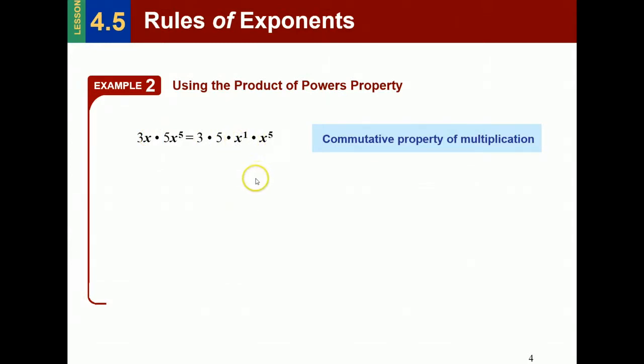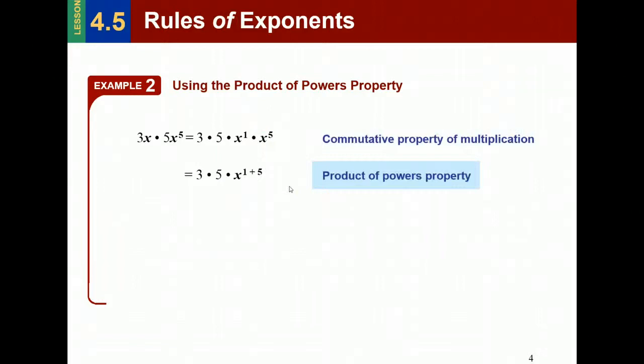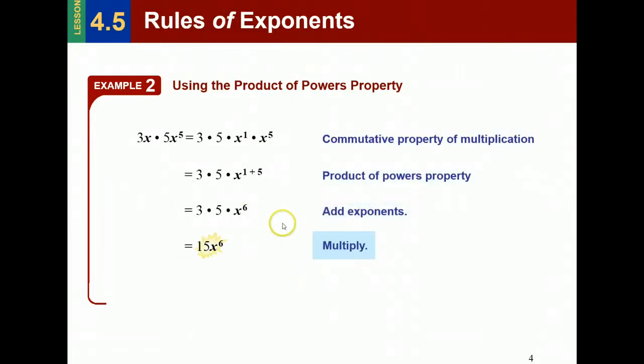Okay, I'm assuming that from here you can figure this out. 3 times 5 is 15. x to the first times x to the fifth is going to be, yep, you got it, x to the sixth. And then we multiply, and we get 15x to the sixth power.